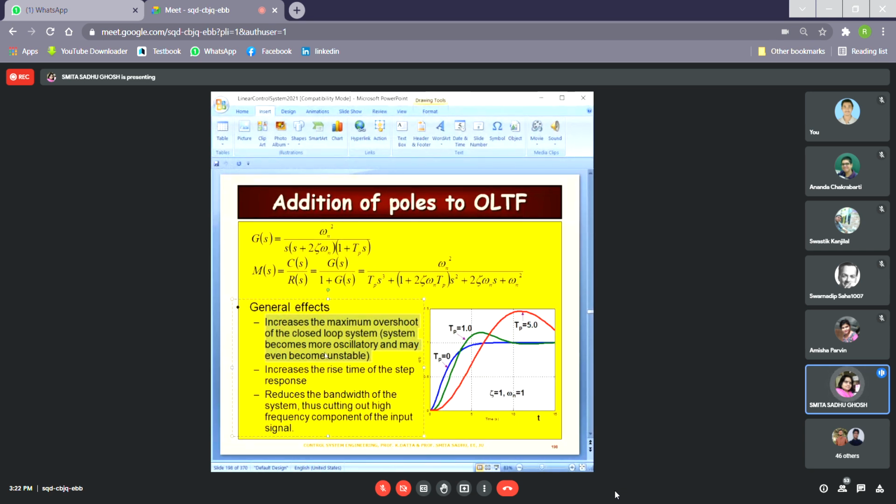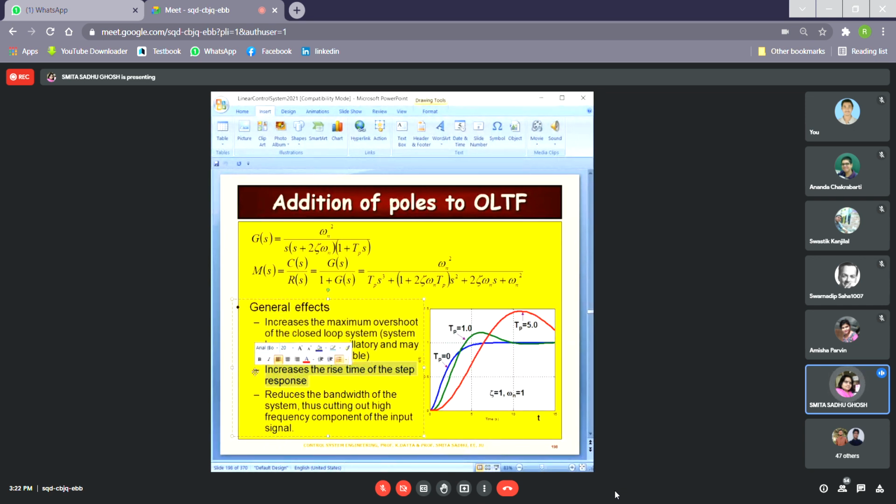So the system response becomes more oscillatory and may even become unstable. Basically, you can see it's becoming more and more oscillatory. So a larger TP value would make the oscillation even larger, and a case may come when the system becomes unstable. At least it becomes less stable, that much we can understand, because a response which is more oscillatory is obviously less stable.